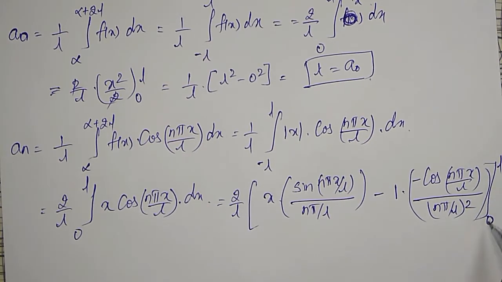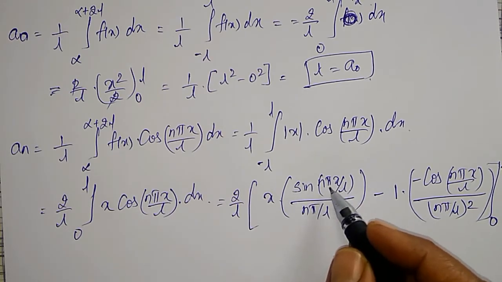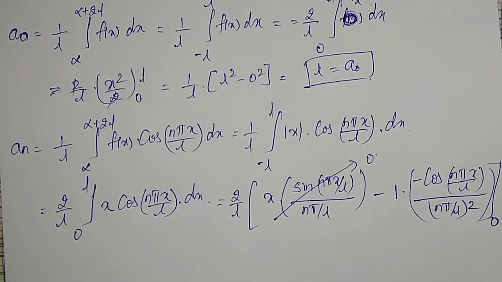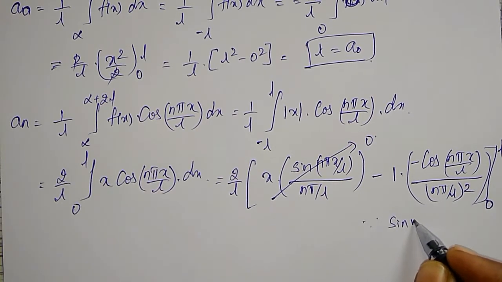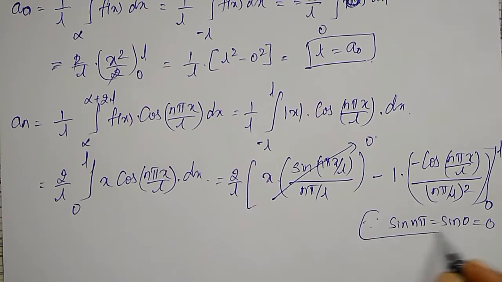Now for 0 to L, if you substitute x equal to L, L cancels, n pi, again this will become 0. X equal to 0, therefore this term becomes 0 for both upper limit and lower limit, since sin n pi and sin 0 equal to 0 is the reason.